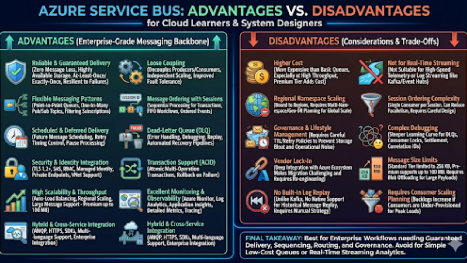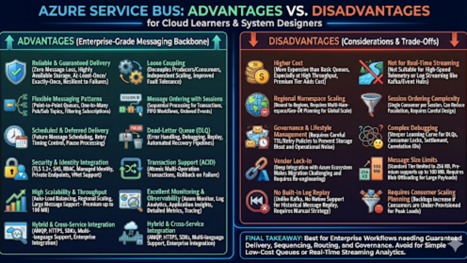3. Regional namespace scaling requires planning. Each namespace is bound to a region and throughput unit. Global scaling across many regions needs multiple namespaces or geo-disaster recovery planning. This introduces architectural complexity compared to globally distributed streaming platforms.